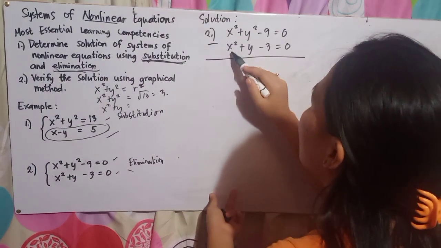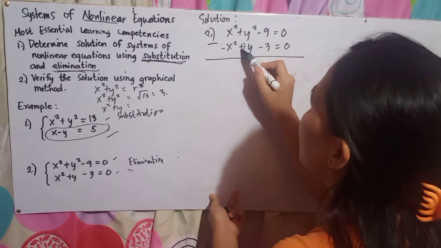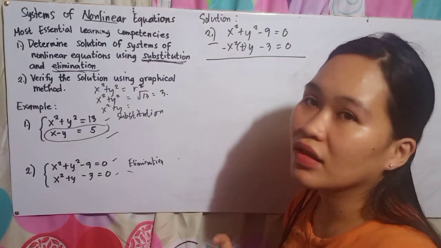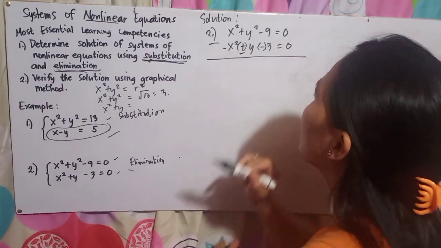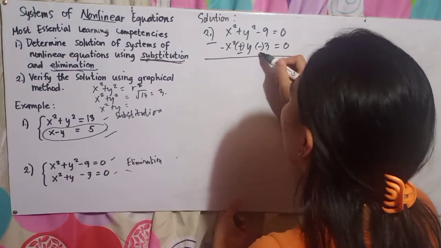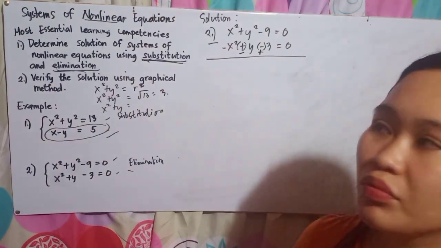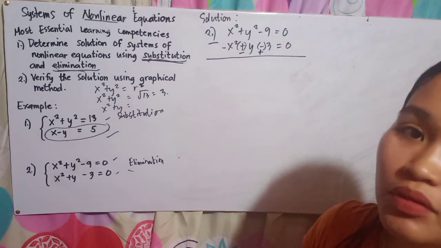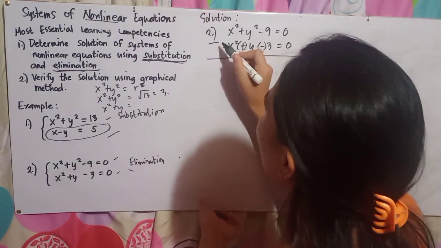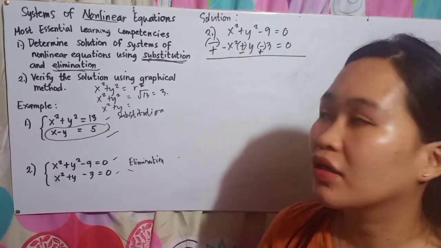So, since positive man ang sign sa x squared, mahimo na siyang negative. Since positive ang sign sa y, mahimo na siya negative. Since negative ang sign sa 3, mahimo na siya positive. Kasi, ang rules in subtracting signed numbers, change the sign of the subtrahend and proceed to addition. So, mag-proceed ta sa addition. So, ma-add na nato siya karon.